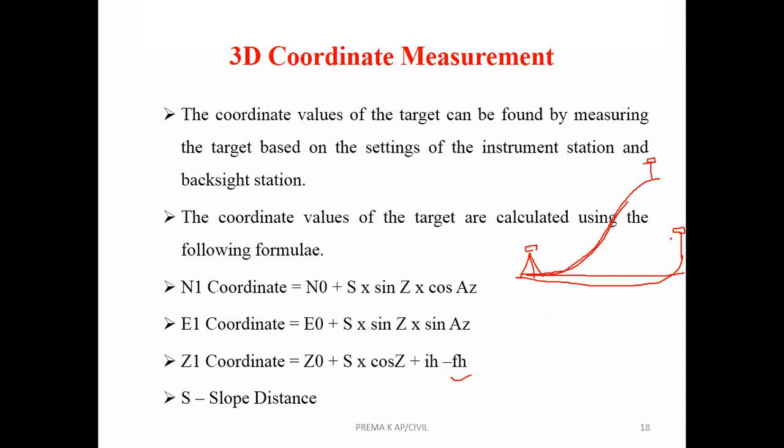So the instrument station and the target point cannot be on the same plane. So when we compare it to a site location, it may be on the hillside or it may be on the downside of a valley or ridge. So instrument station and the target cannot be on the same horizontal plane. So making a 3D coordinate measurement is very much important for the target.